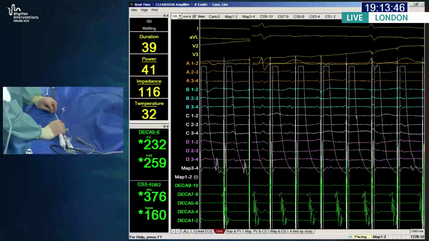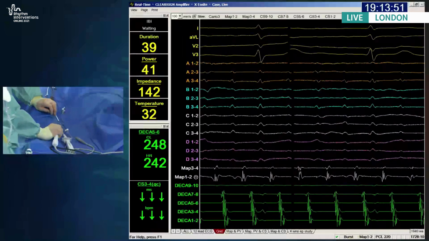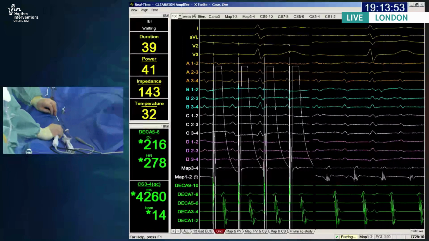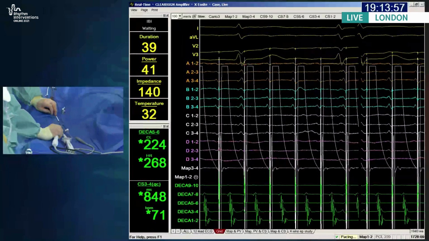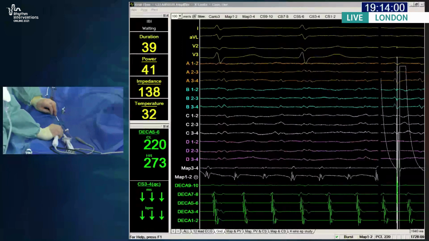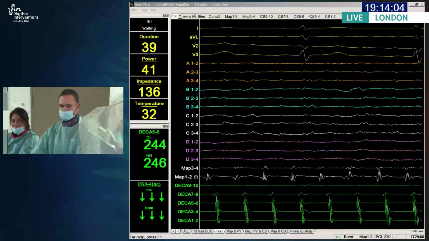Maybe I've not got a great position because we're not really capturing there. Got poor contact, haven't I? Do you want to try again there? Got a bit better contact. Looks like we had it right at the end there, didn't we?